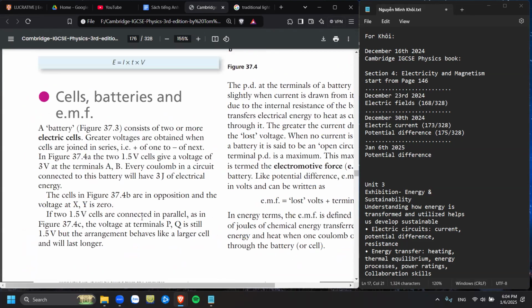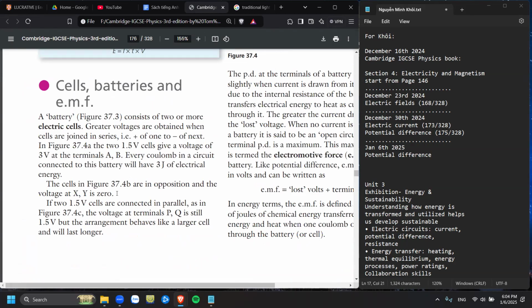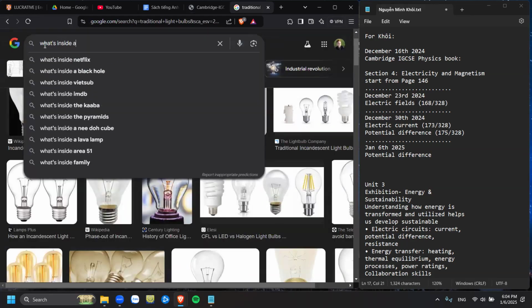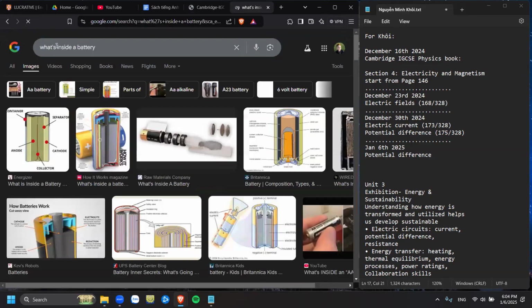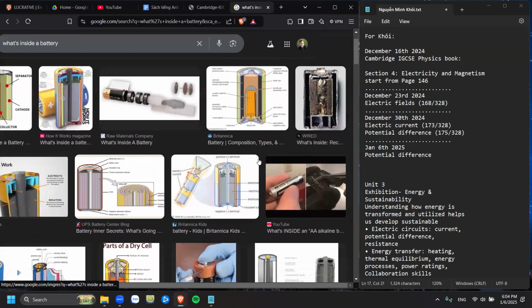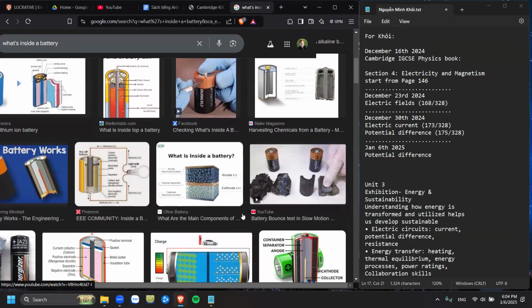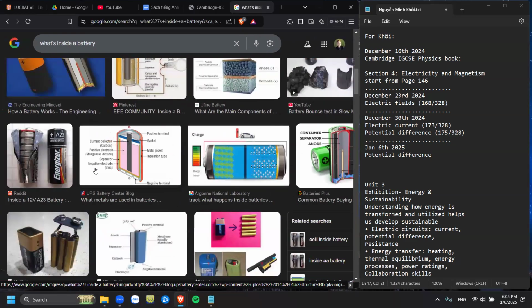Now, the next part is cells, batteries, and EMF, electromotive force. A battery consists of two or more electric cells. All right, what's inside a battery? If you have a piece of battery and you open it up, there's going to be a lot of things inside. Is there going to be liquid or something? No, not really. Or any rocks or anything?